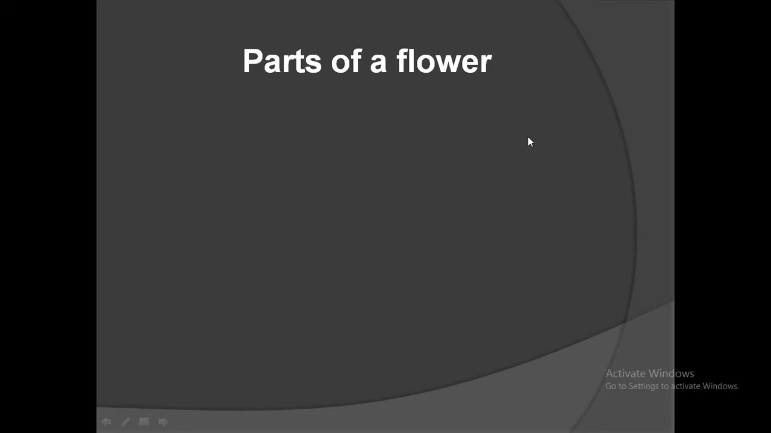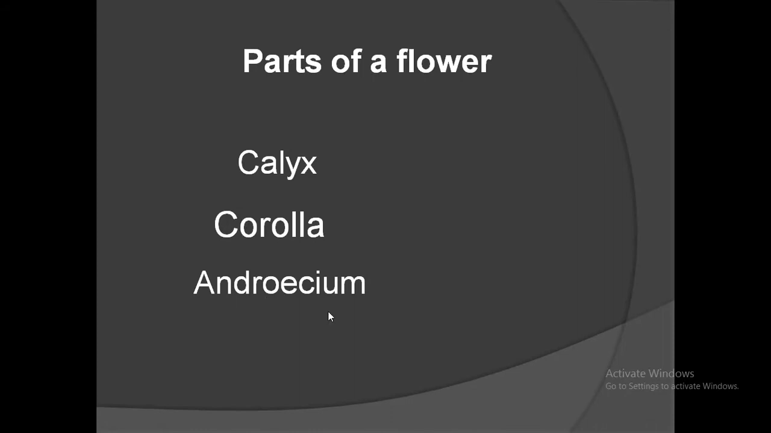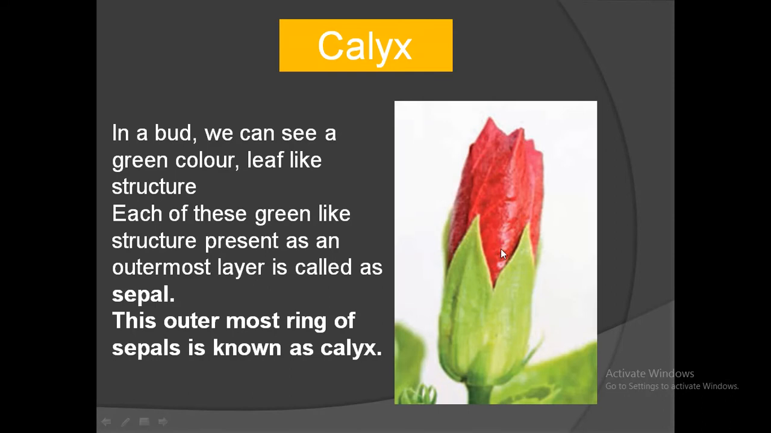Now let us see the four important parts of a flower one by one. The calyx is the outer part of the flower. Corolla is the second part of the flower. Androsium is the third part of the flower. Gynosium is the inner part of a flower. Calyx, corolla, androsium, gynosium are the four parts of a flower. Now let us see one by one.